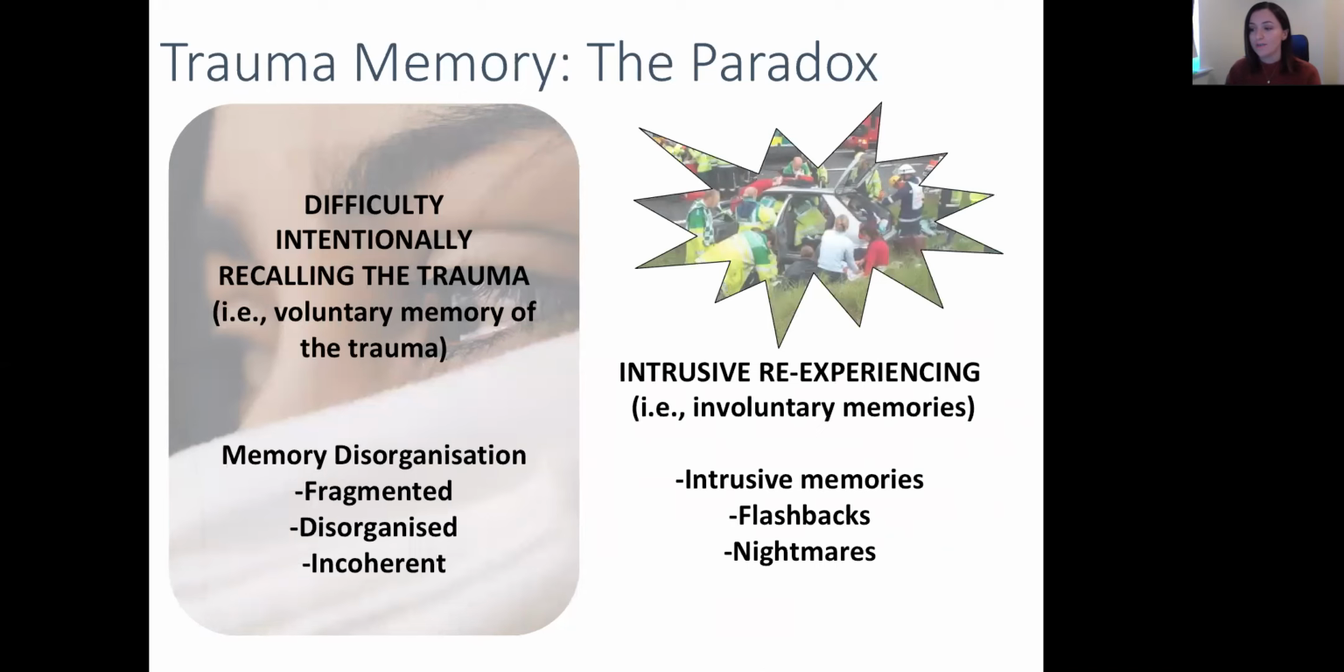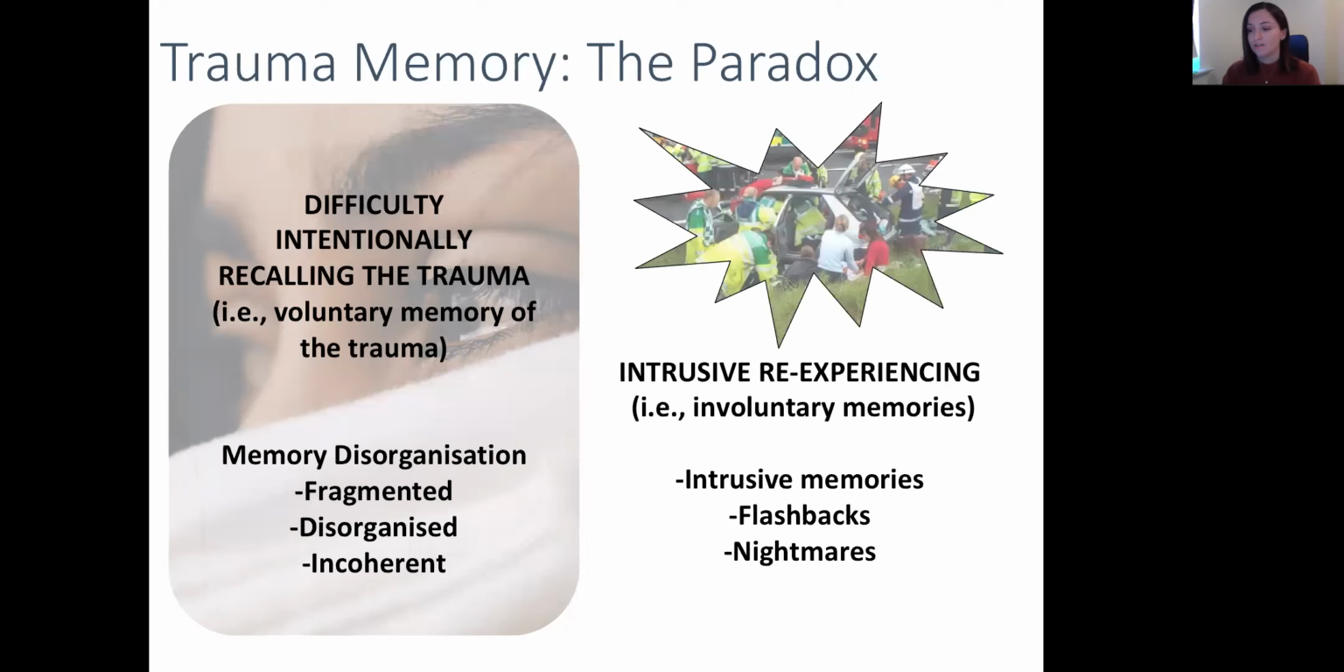Intrusive re-experiencing is an umbrella term that refers to several ways in which the memory for a previously experienced event can resurface, whether this is through images, nightmares, or even distressing thoughts about the event when triggered by a trauma reminder. So there's this paradoxical relationship between having great difficulty in intentionally retrieving all aspects of the traumatic event, so thinking back to it, but at the same time people are often plagued with these intrusive memories of the event which occur out of the blue and can often be very distressing.